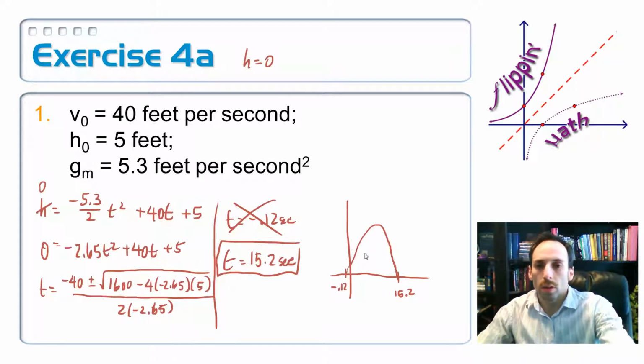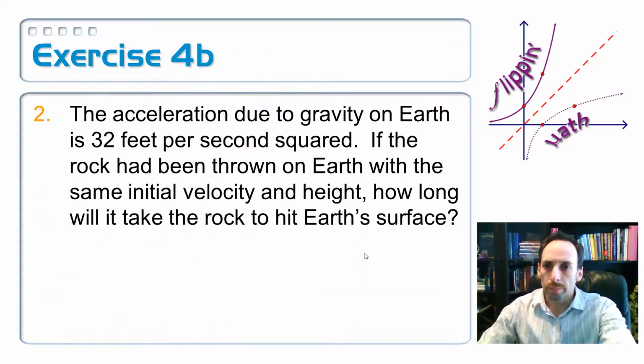Alright, so here's one for you to try. Same kind of deal, except now we're talking about it's on Earth. So I'm going to use that 32 feet per second squared. All the other stuff's exactly the same. Go ahead and pause it. Come back and see me, see if you got your answer right.